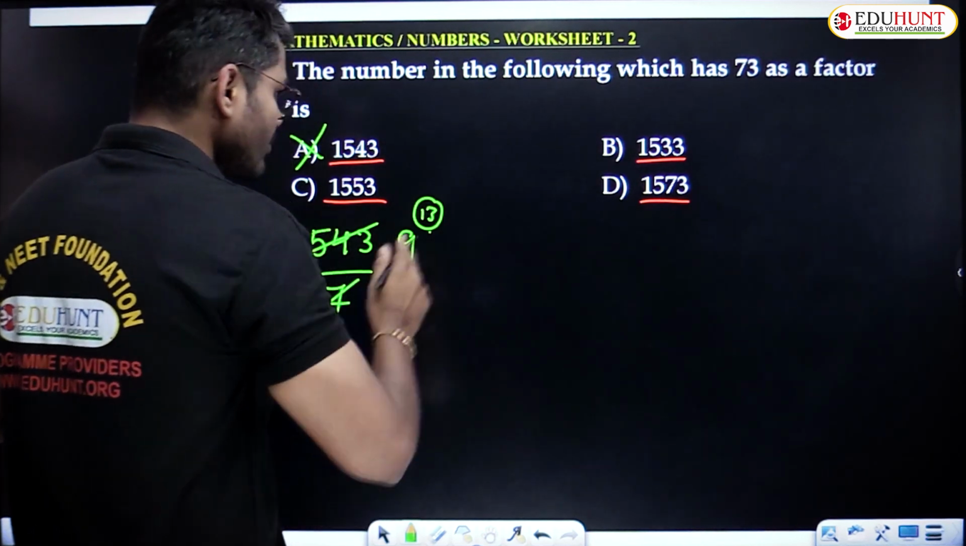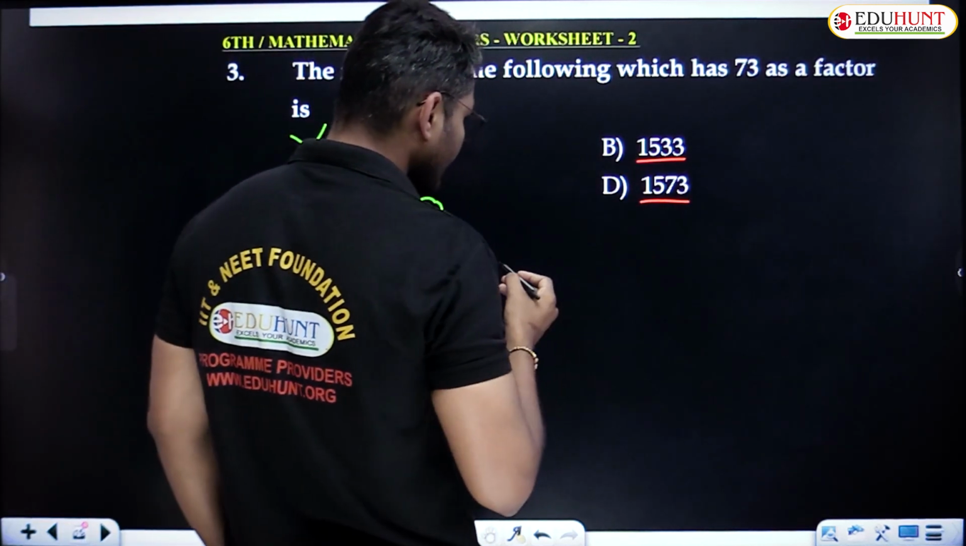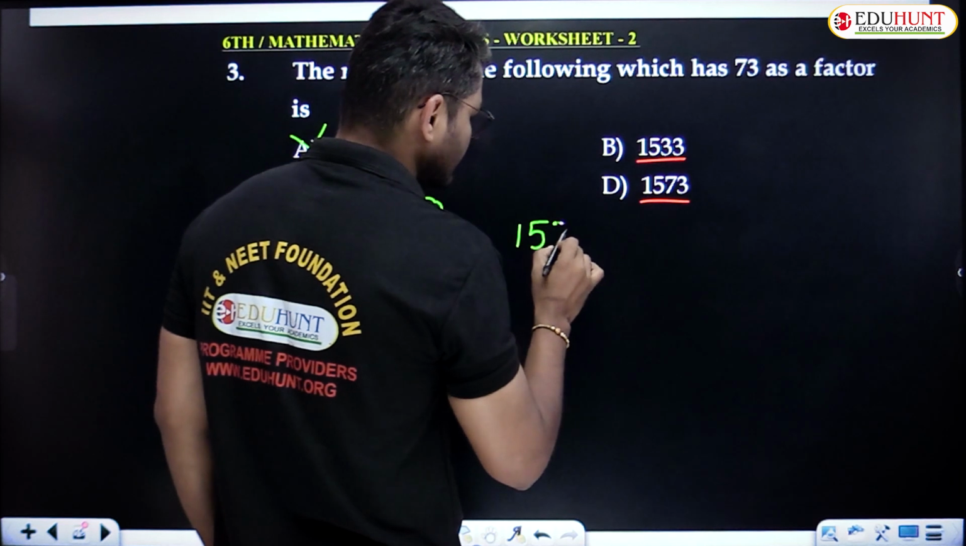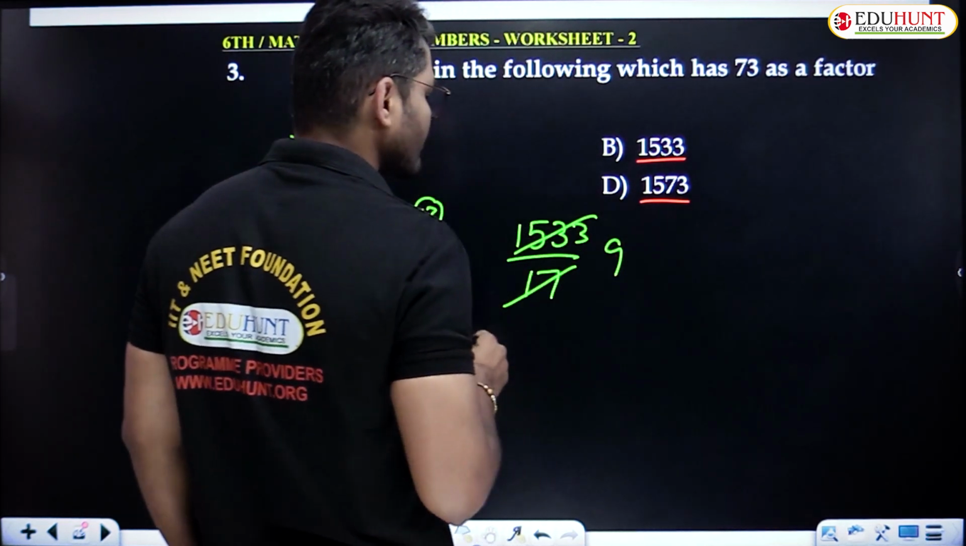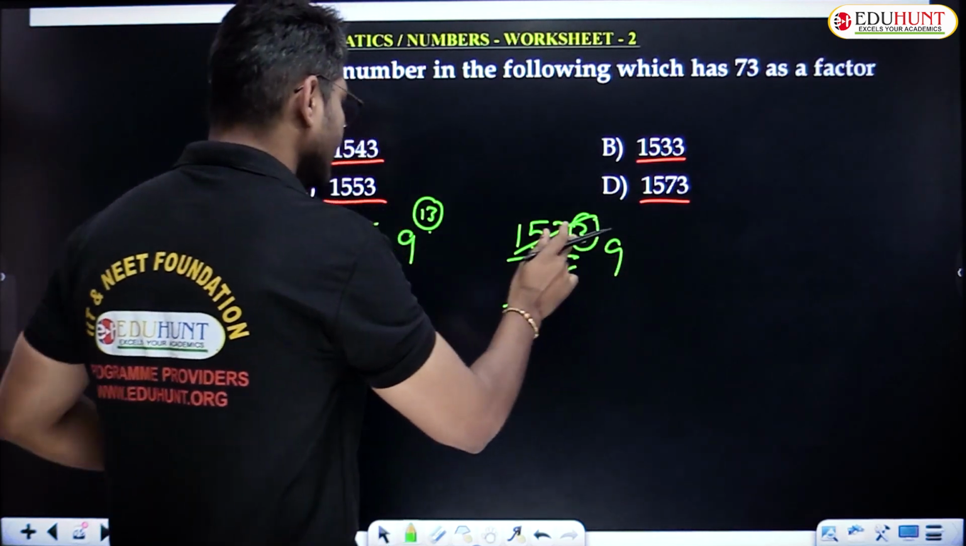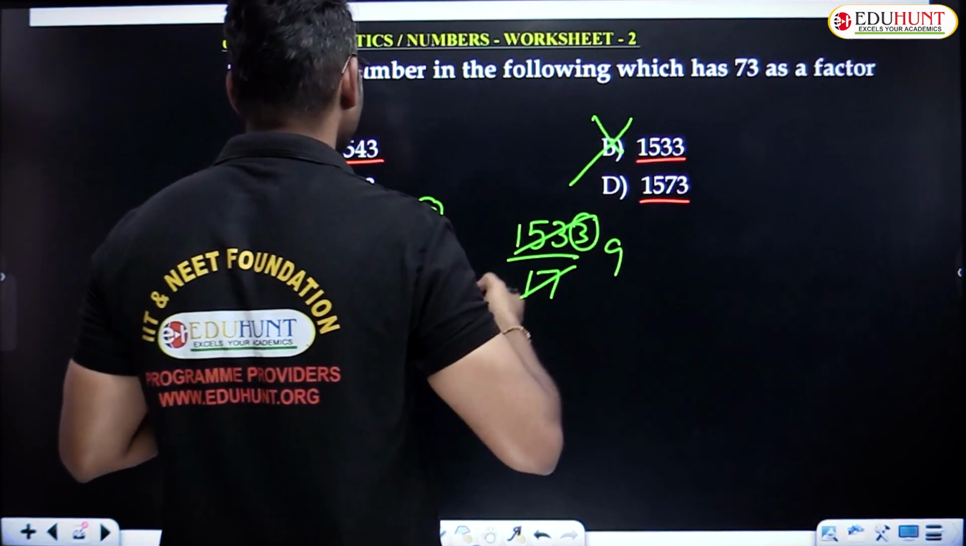Let's check option B. 1533 by 17. 17 nines are 153, but 3 is the remainder. 3 is not divisible by 17. This option is also wrong.